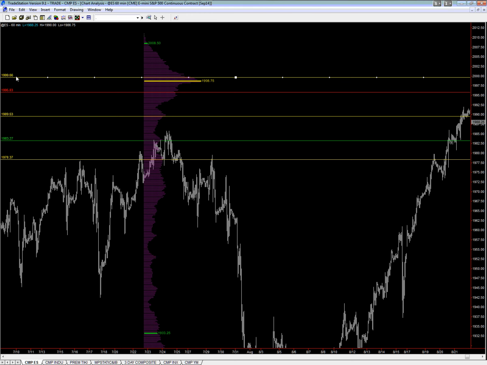99.5. Okay, we've got to round that to the nearest tick. And you can see it. You can see it right on this composite market profile. This is a beautiful piece of information.